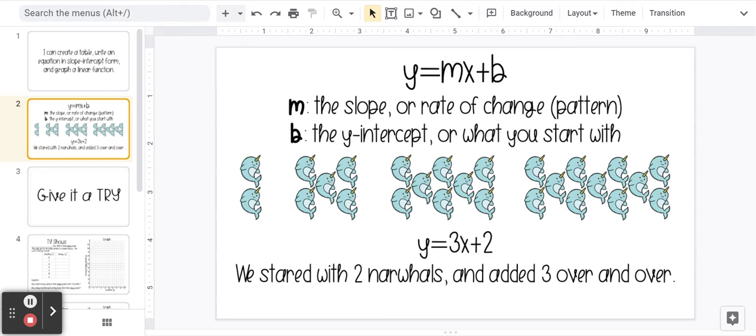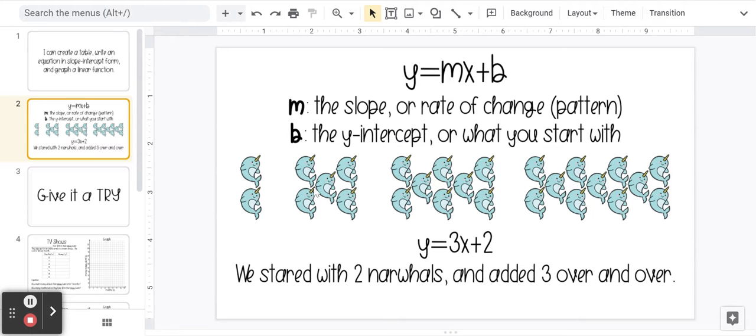The equation format in slope-intercept form is y equals mx plus b. M stands for the slope, but it can also stand for the rate of change or the pattern that you see. B is the y-intercept, or what you start with.